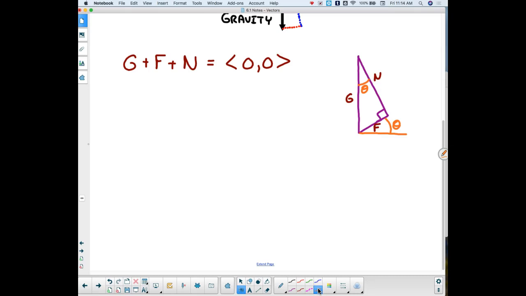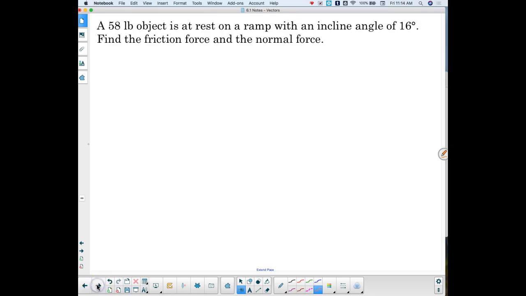Let's put it to work. A 58-pound object is at rest on a ramp with an inclined angle of 16 degrees. Find the friction force, find the normal force.